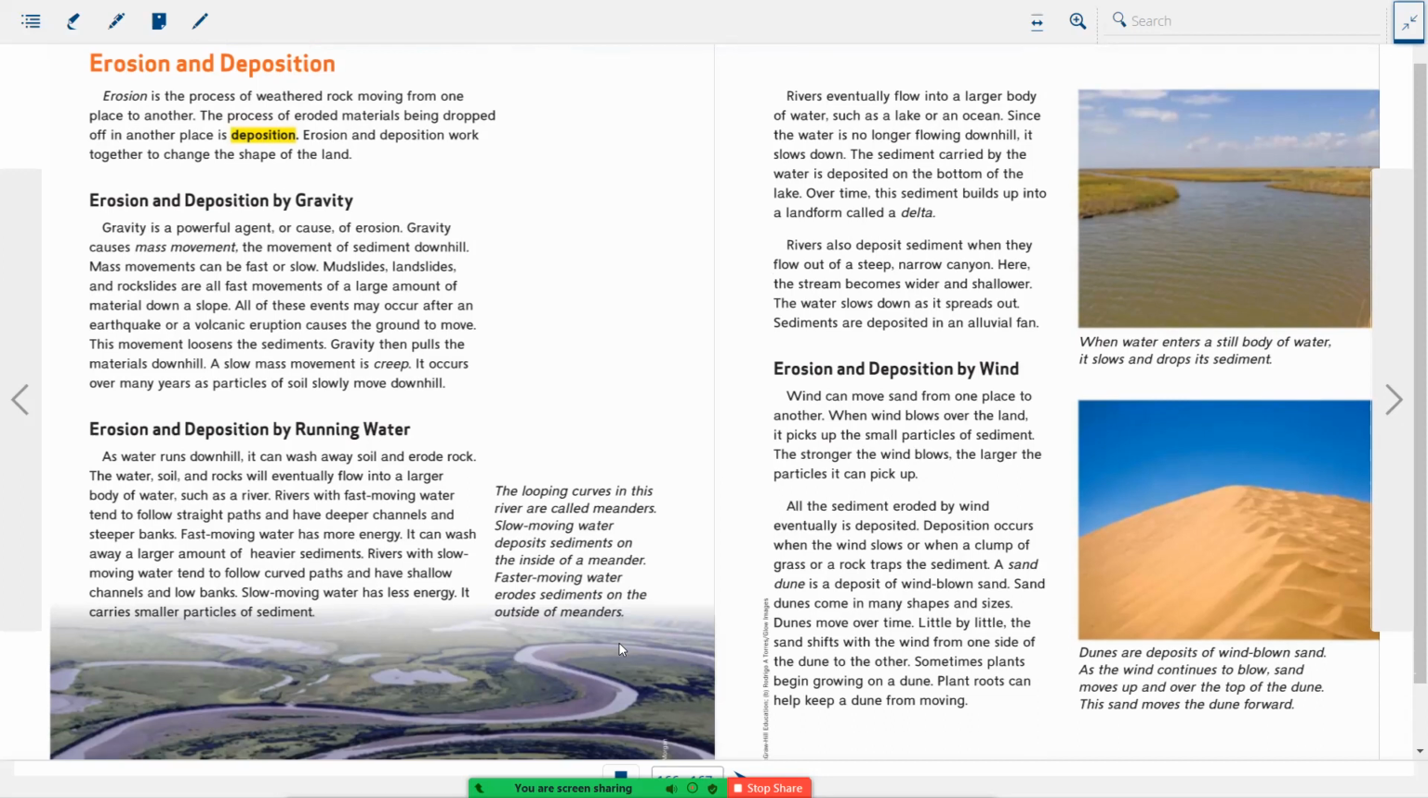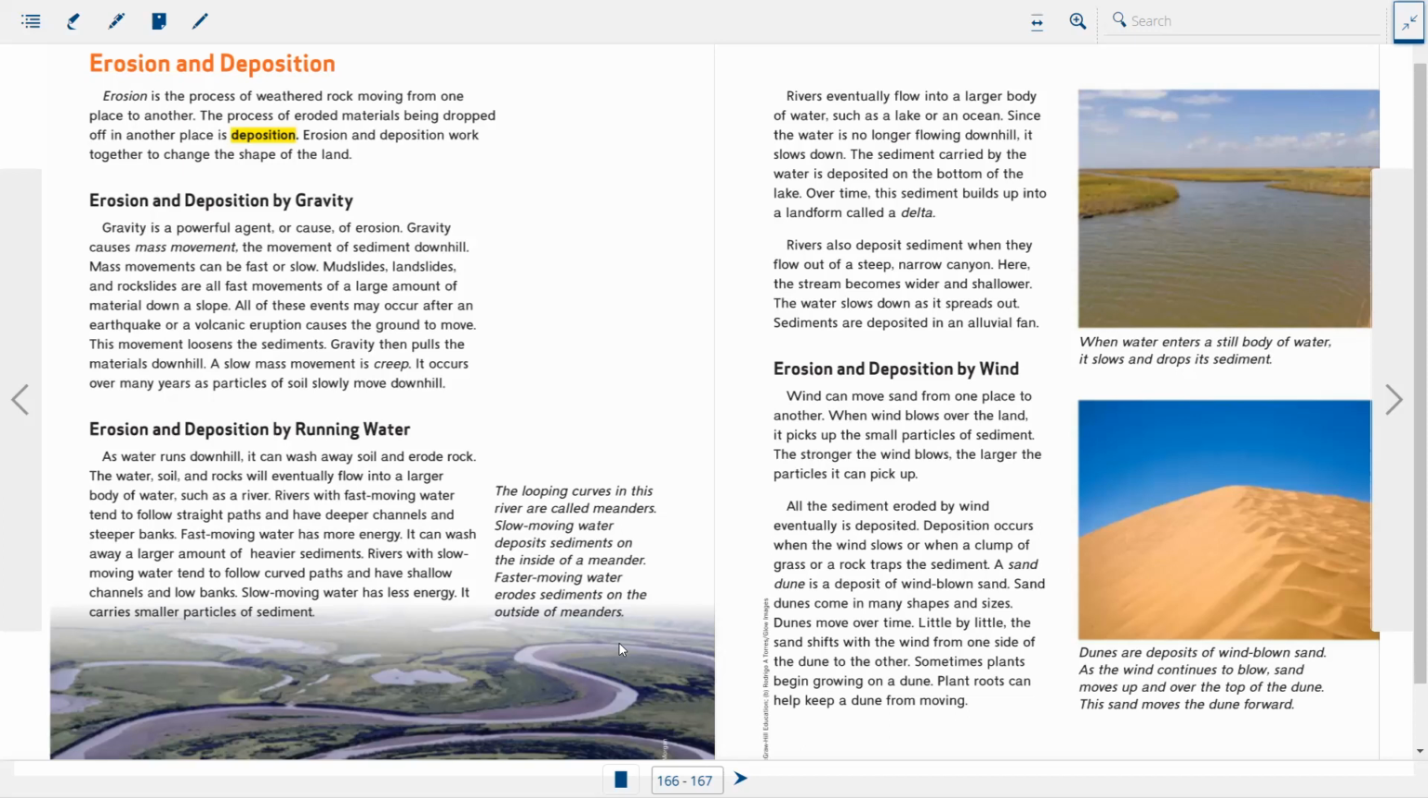Now we're talking over here about gravity specifically and how gravity plays a part in erosion and deposition. So gravity is a force that pulls things downward. Now, if you have things that are on a higher elevation, like on a mountain or on a hill, and we have something occur like an earthquake that causes those things to move around and loosen, gravity is going to be one of those things that pulls them down and causes them to move downhill, to erode. And then they'll be deposited at the bottom of that hill or mountain. So that's where the deposition happens.